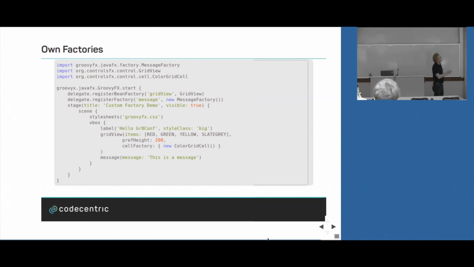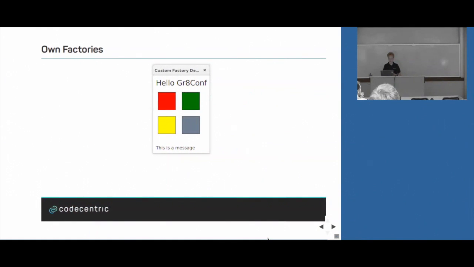You can just register your own properties or your own factories, like the grid view. This is just the class of the node. If you say register bean factory, it will automatically create a factory with the default behavior. If you need a different behavior, you can just create your own message factory and define the behavior in there. How to do that? I want to point you to my Bob the Builder talk, because there it is covered in depth. It's not so difficult, but too much for this session here.